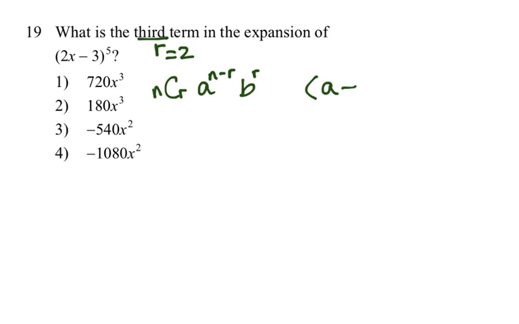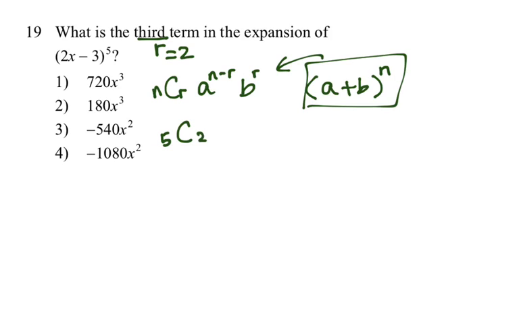As you can see, each expansion of (a + b)^n can be expressed in this way, except that r equals 2, because the first term will have r equals 0. Then 5C2, because r is equal to 2 and 5 was the exponent. And then we get, in place of a, 2x to the 5 minus 2, and in place of b, negative 3.